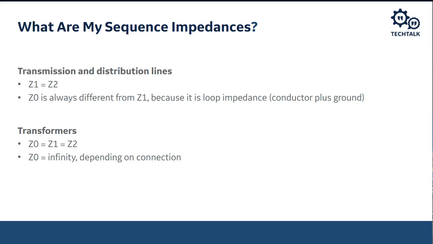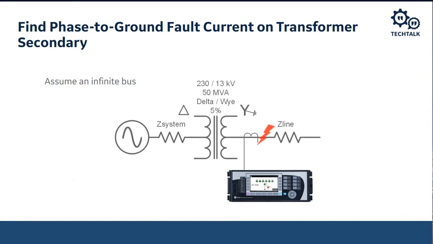So let's use this to calculate a fault current. I'm going to take this power system here and calculate it for a few different fault types. This first one is going to be a phase to ground fault, and it is in the substation.